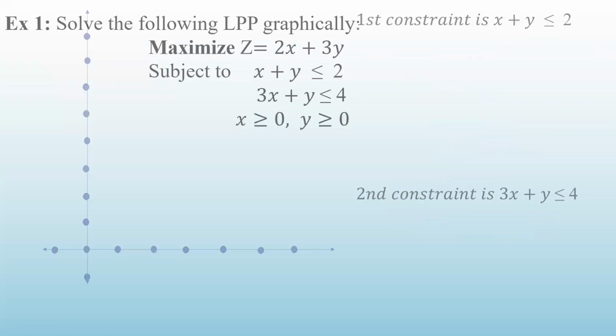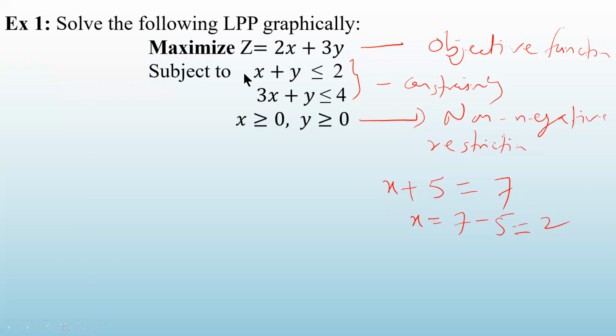So what is the first constraint here? x plus y less than or equal to 2. See, we are going to solve this by using the graph. So we first have to draw these regions on the graph paper and see what the feasible region is. Feasible region means the region which is common to both.